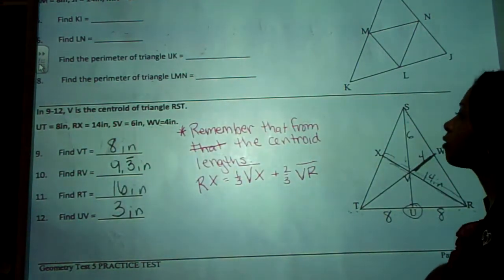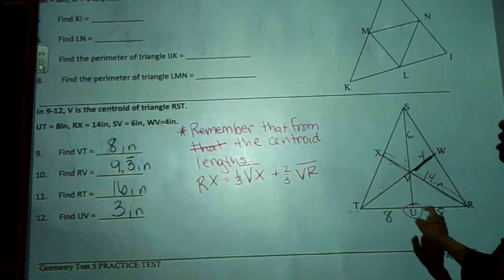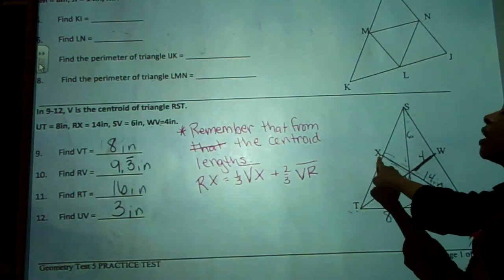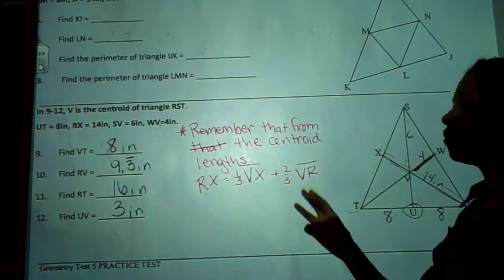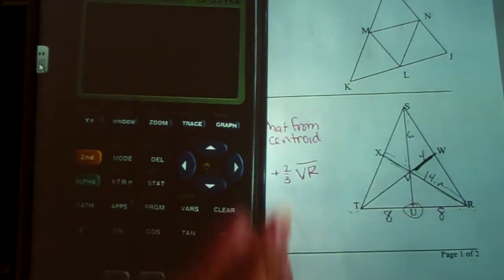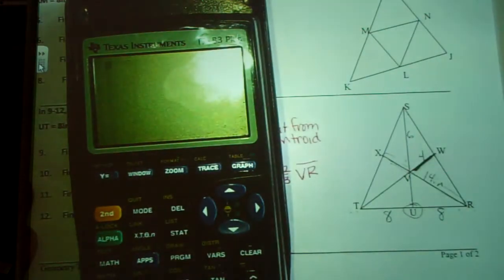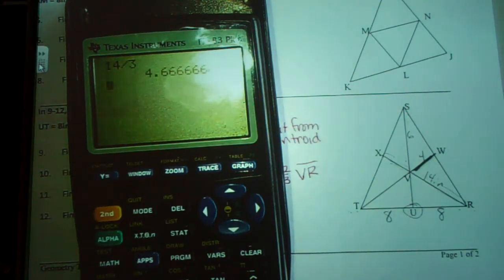How do we find RV, which is located here? Well, what's the full length of RX? It's given to us as 14. That means we need to divvy it up into 3 congruent parts. And simply what we can do is take out our calculators. And hopefully you can see this on the board here. It's 14 inches divided into 3 parts. That means that each part is 4 and 7 tenths.